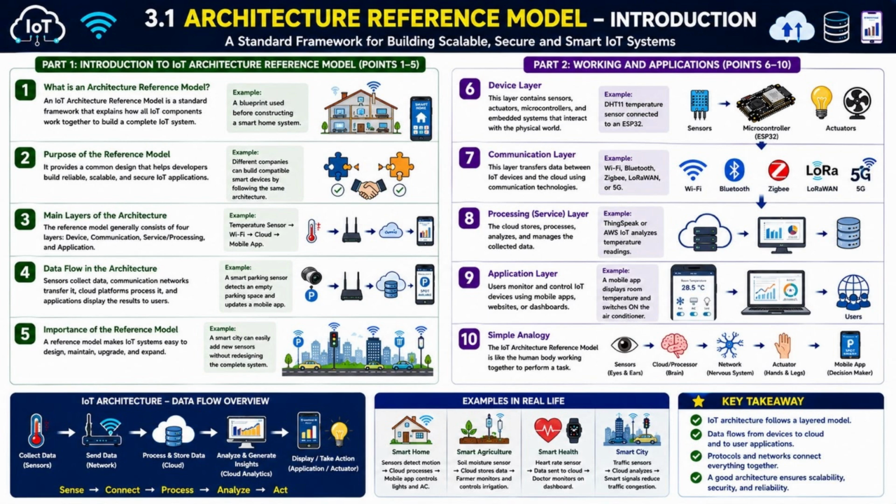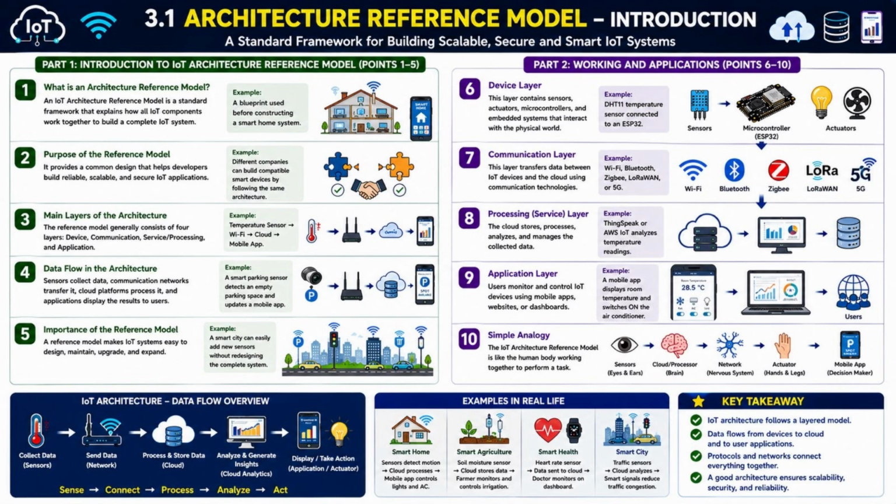Example, we can easily understand. A smart parking sensor detects any empty parking space on any floor and updates the mobile application, then the car driver can directly go and park without wasting time. That is the benefit of architecture.